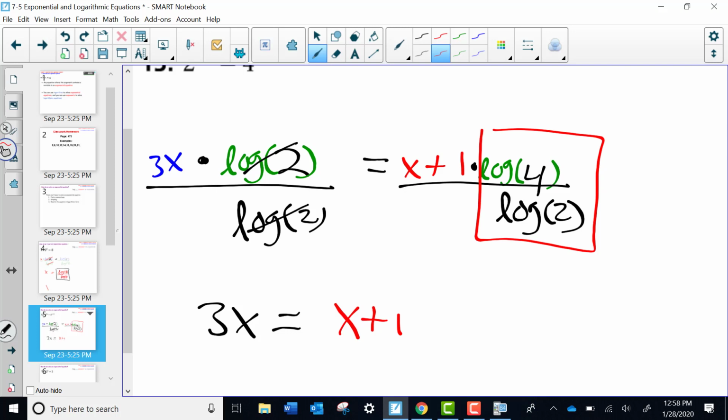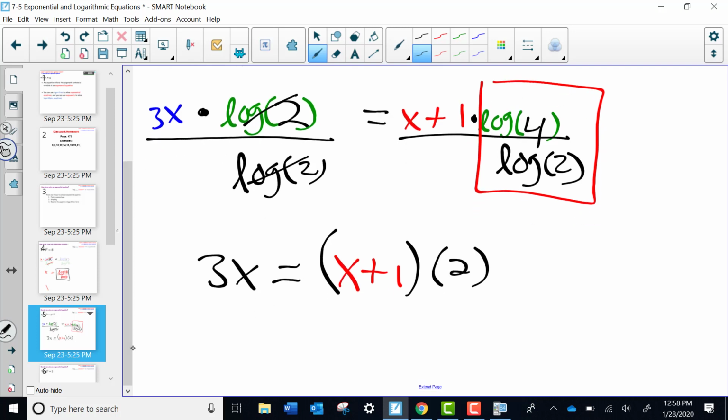So this is x plus 1 times, so this is times here, whatever this quantity is. What is log of 4 over log of 2? 2. Before I continue, does everyone see what's going on here? How we took log of 4 over log of 2, simplified it, and it's just the number 2. And now we have a simple multi-step equation, no exponents. Everyone should be able to solve this equation.